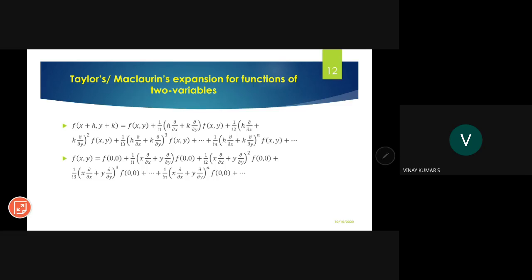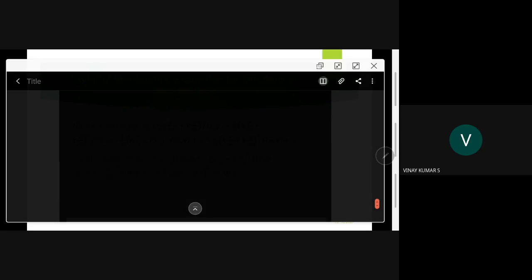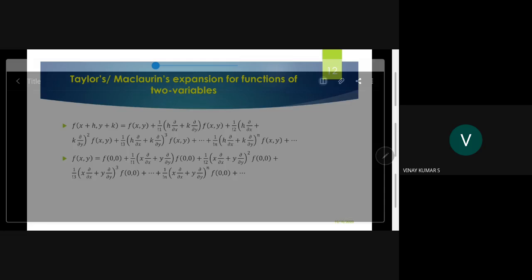Now, Taylor series and Maclaurin series expansions for functions of two variables. This is the same extension we are doing. You have two variables now, x plus h, y plus k. So you have f of xy. One has to see what the factorial is here. I will explain this. What we need to understand is this part. What is the meaning of this?